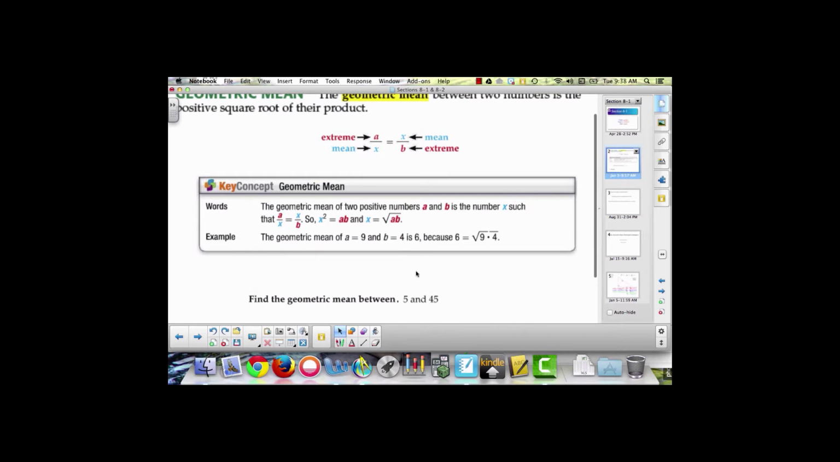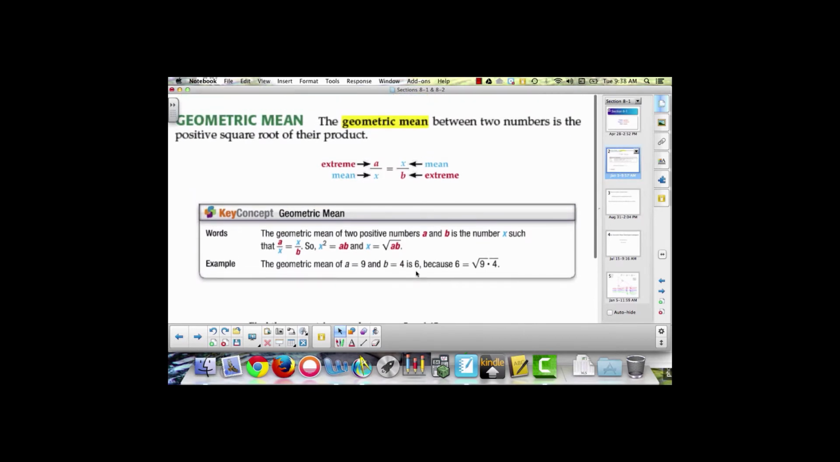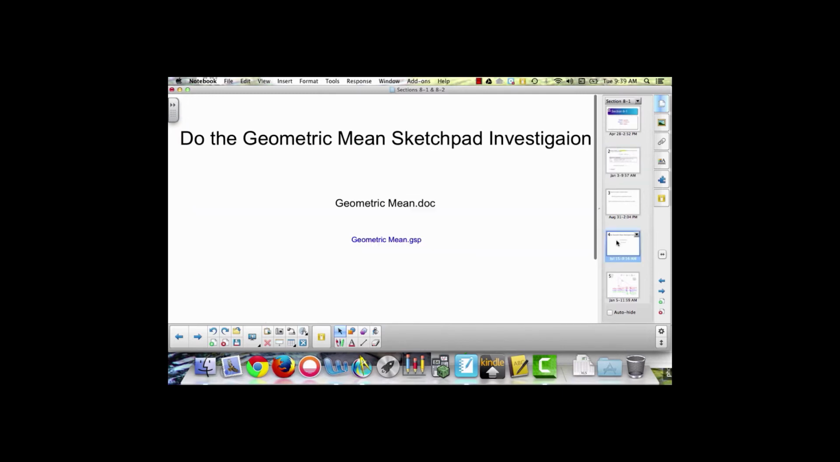I would like you to know how to find geometric mean both by doing this operation and by setting up and solving this proportion. The proportion is going to be extremely important in the activity that you're going to do next. In this activity, we're going to look at geometric mean geometrically, or with triangles.